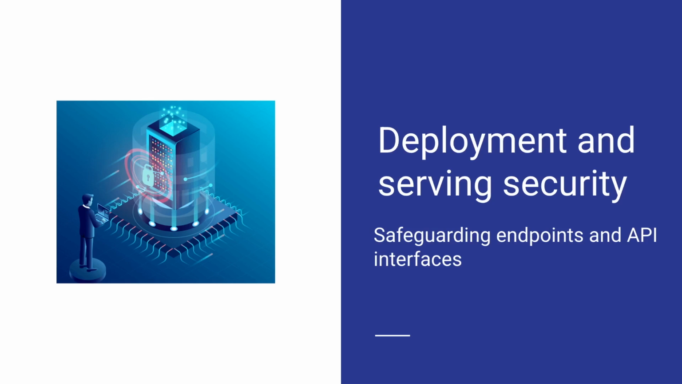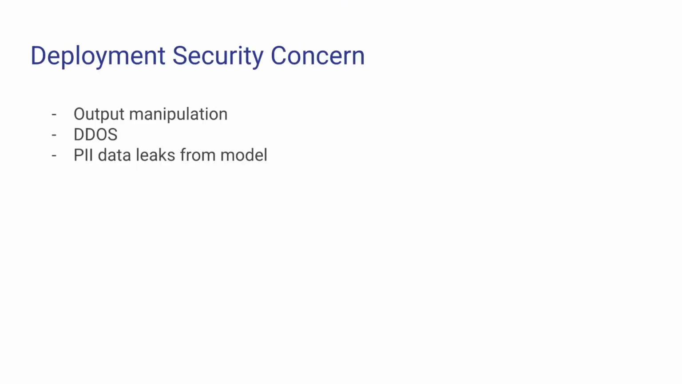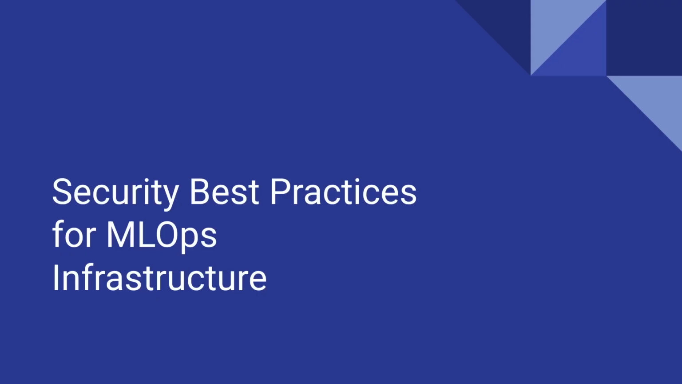The last but not the least is the deployment and serving security. So this refers to the safeguarding of the endpoints and API interfaces which we use to deploy our models to production. Some of the security concerns include output manipulation, DDoS attacks, and data leaks from the model as well.